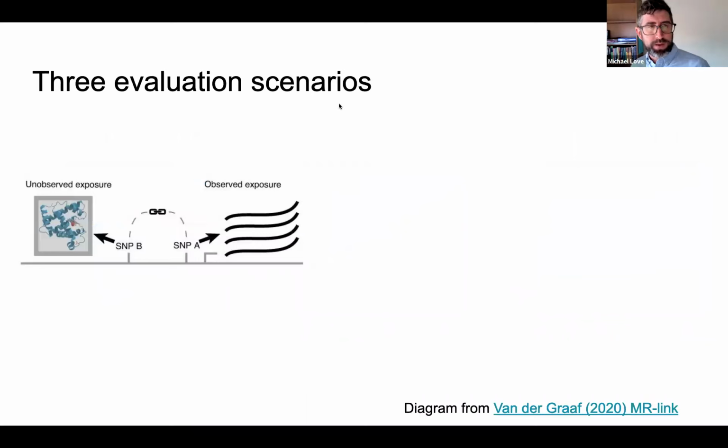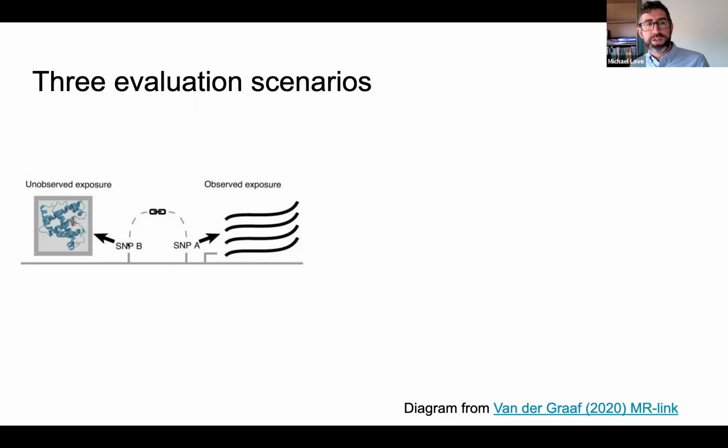We evaluated this method using 3 scenarios, and here I'm borrowing diagrams from a nice paper that came out while we were working on this called MRLink. MRLink cannot only run with summary statistics, so we didn't evaluate against MRLink, although it's definitely in the same space. Here I'm using their diagrams to show the kind of simulations that we did. The concern would be that you have SNP-A, which affects your exposure of interest, but it's with this chain, it's showing LD.